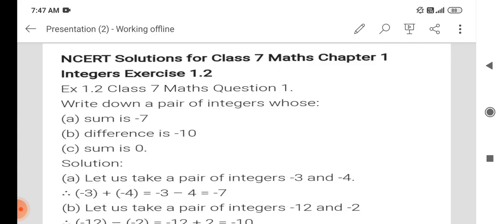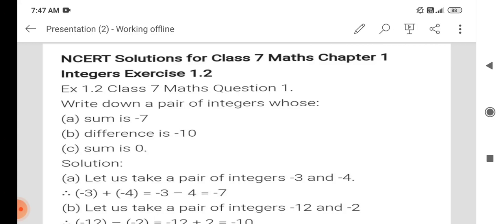Okay, and it's exercise 1.1. So let's jump to the question. We start. First question is, write down a pair of integers whose sum is minus 7. So it's the first question, part A.